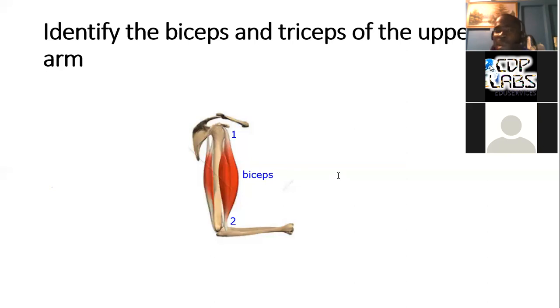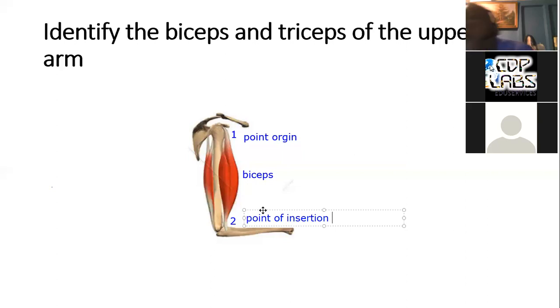Okay. So let's just label that. Point of origin, point of insertion. So point of origin is where movement doesn't take place when it's contracting, and point of insertion is where movement takes place when it's contracting. All right. Let us proceed.